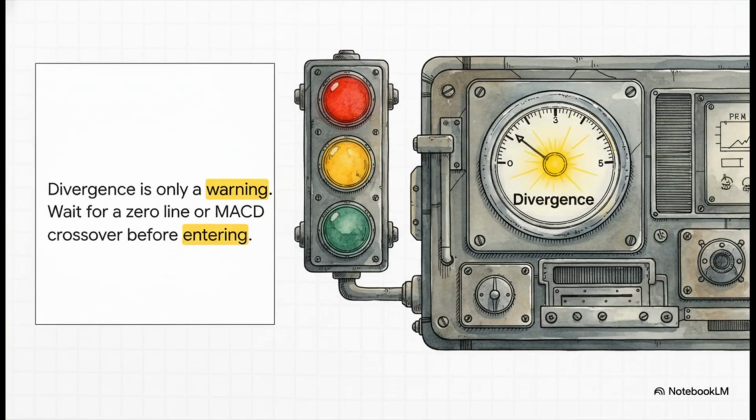But, okay, I need to put my stricter mentor hat on for a second here. You absolutely must wait for confirmation. Divergence alone is just a warning sign flashing on your dashboard. It is not an excuse to slam on the brakes and jump straight into a trade. True, lasting trading discipline means waiting for a zero-line cross or a clear MACD line crossover before you risk a single dime of your capital.